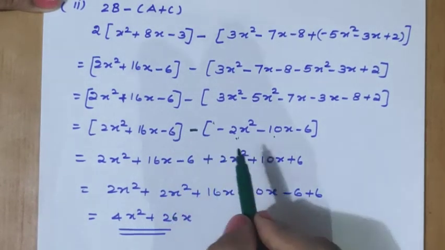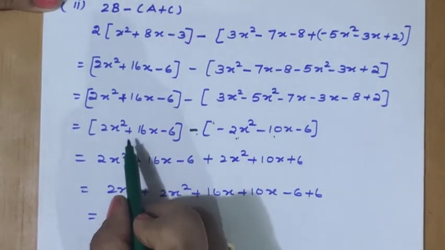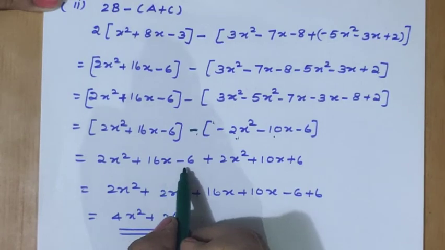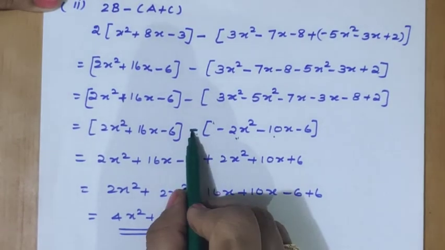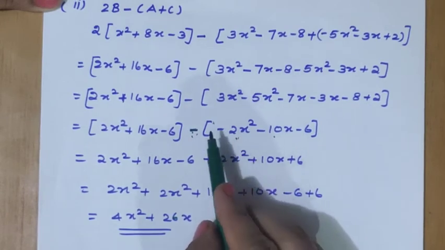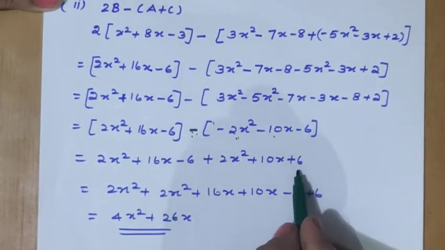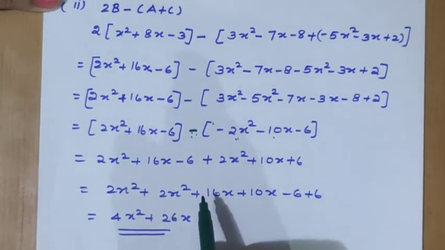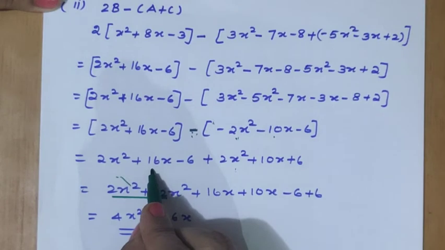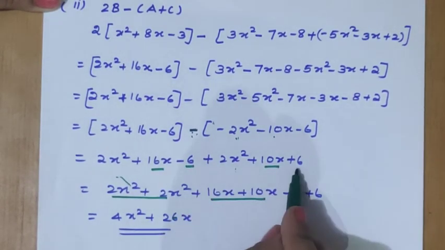All terms are having a minus sign. What is the next step? We should remove this minus sign. So the first term bracket is the same only, 2x square plus 16x minus 6, no change. Applying the minus sign, minus into minus 2x square is plus 2x square, minus into minus 10x is plus 10x, minus into minus 6 is plus 6. Now grouping again, 2x square and 2x square, then 16x and plus 10x, both are plus only, minus 6 and plus 6.